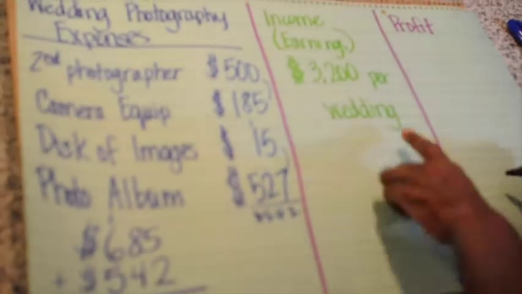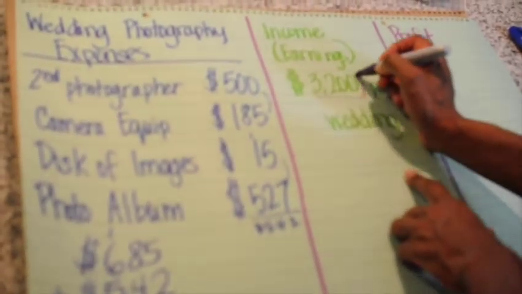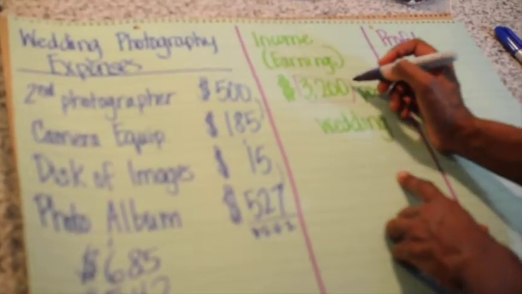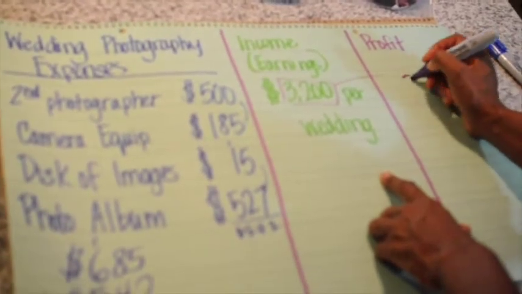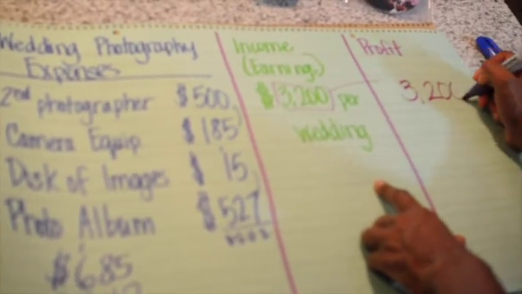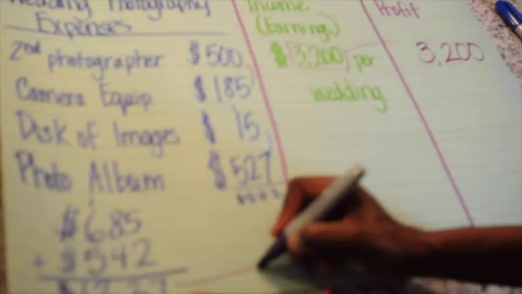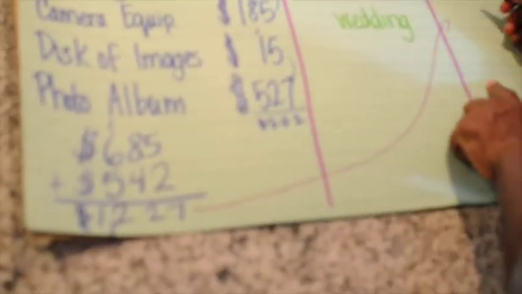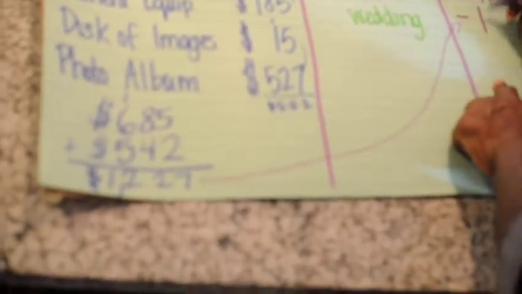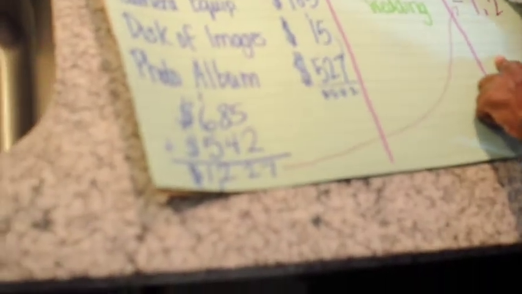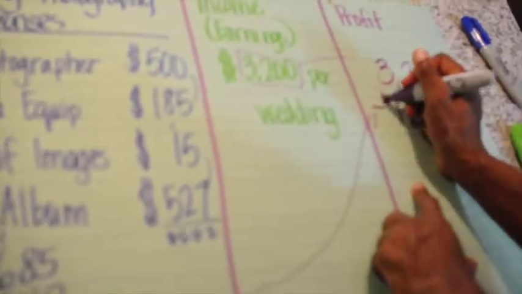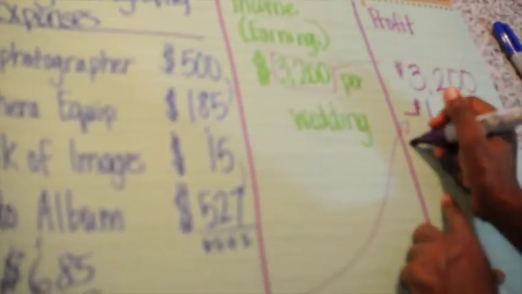To find my profit, I take my earnings or revenue or income, and I'm going to subtract from that my actual expenses, all added up. So I'm subtracting from that $1,227. I'll put my dollar signs on here.